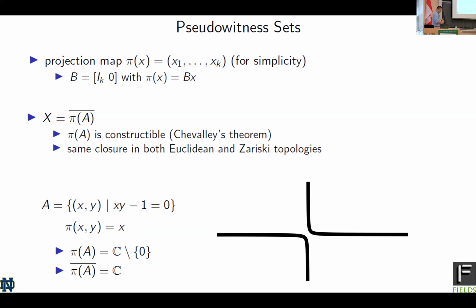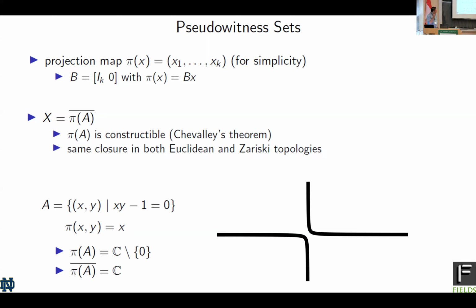One of the simplest, easiest examples is just xy minus 1, and you project onto x. I can get every point in the image except when x is 0. And when I take the closure, then 0 comes in the closure. Either in the Euclidean or Zariski topology gives you the exact same thing.